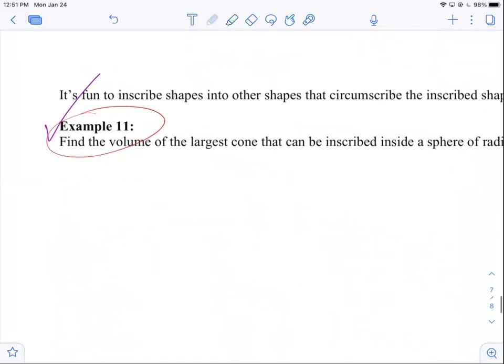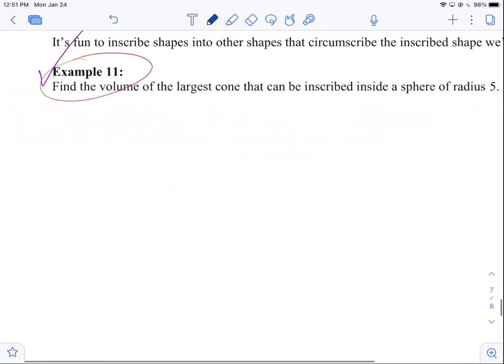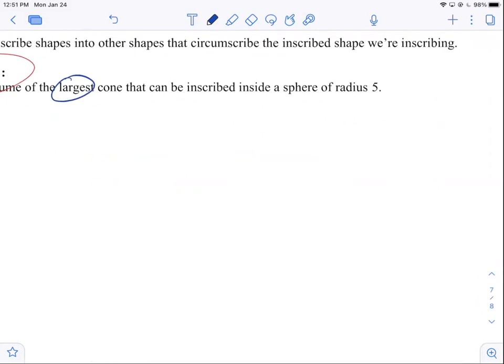I'm going to skip example 10 and possibly come back to it. Let's look at example 11 now. It says to find the volume of the largest cone that can be inscribed in a sphere of radius 5. Okay. All right. So how do we know this is optimization to start with? Largest. Okay. This is one also where a picture can help.